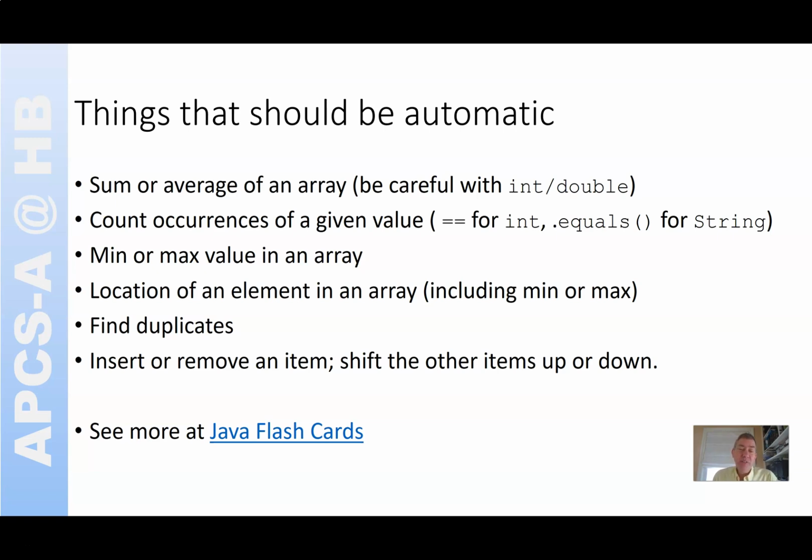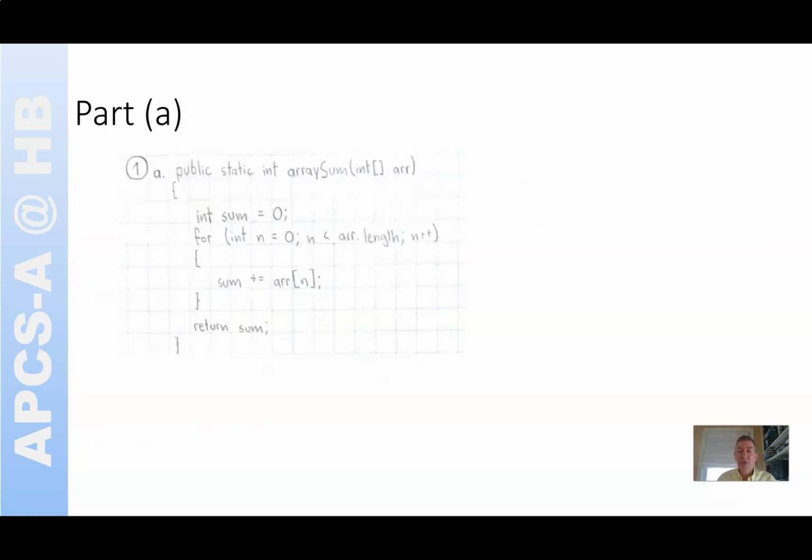To count the occurrences of a given value, you would use == if you're counting integers. You'd use .equals if you're comparing strings. Find the minimum or maximum value, find the location of a particular element, find duplicates in the array. So obviously the sum or average, the sum and the duplicates are in here. And also insert or remove an item or shift other items up and down. There's also a Java flashcards link that you could go to if you follow this.